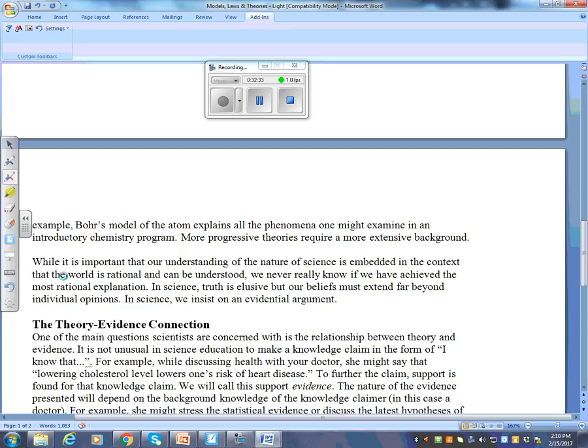While it's important that our understanding of the nature of science is embedded in the context that the world is rational and can be understood, we never really know if we've achieved the most rational explanation. In science, the truth is elusive, but our beliefs must extend far beyond individual opinions. In science, we insist on an evidential argument. There is a really good TED Talk, which I'm going to show you. It says, you're entitled to your own opinion, but you're not entitled to your own facts. You can't make up your own facts.